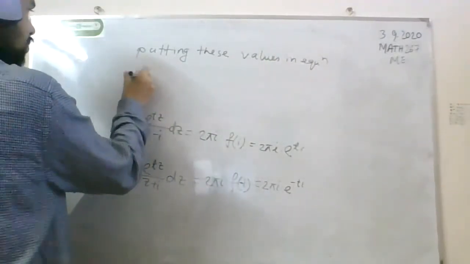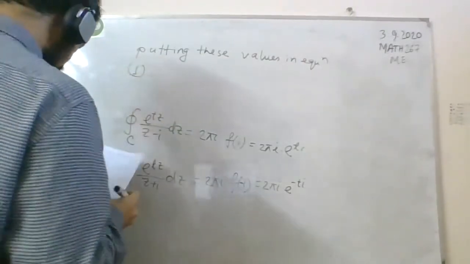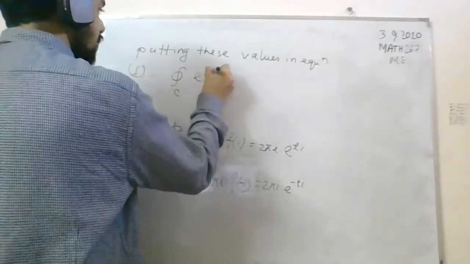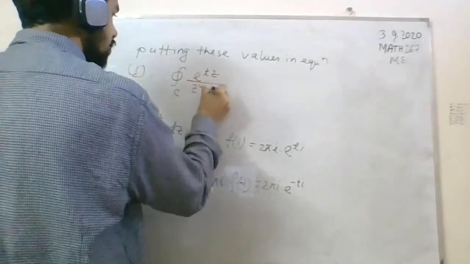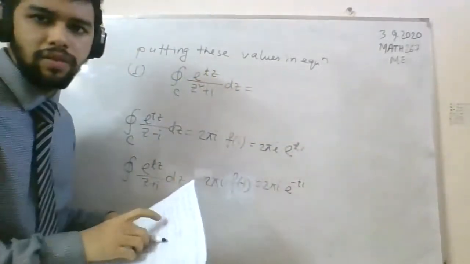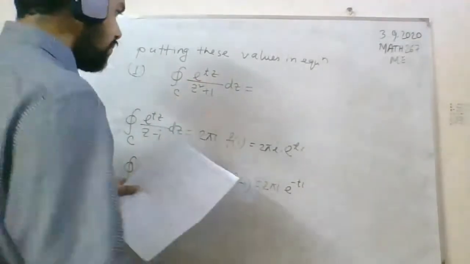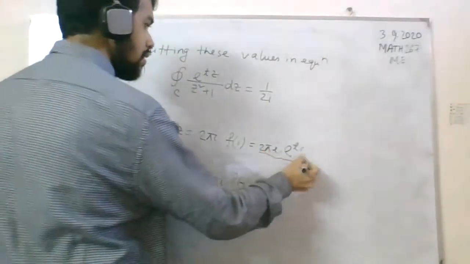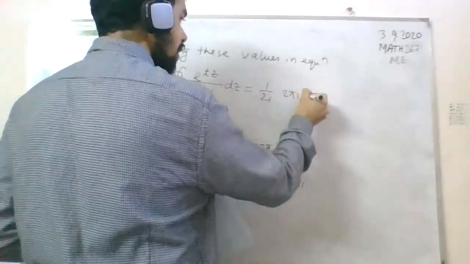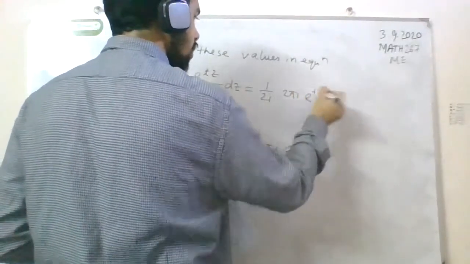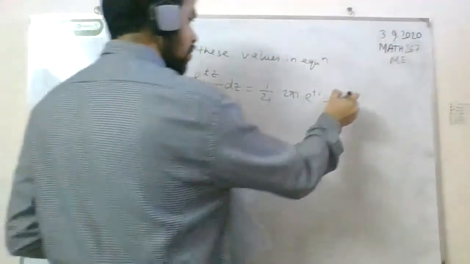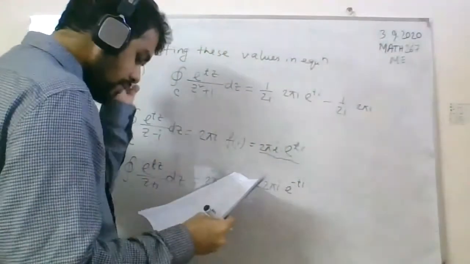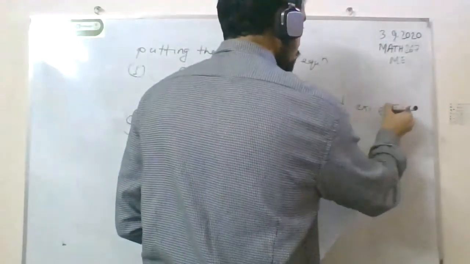Equation 1, this is equation 1. So into this 2 pi i e to the power ti, and also here 1 by 2i into 2 times minus also e to the power minus ti.